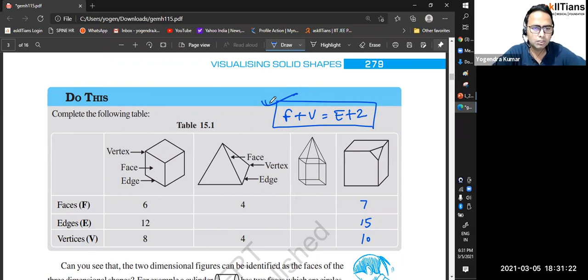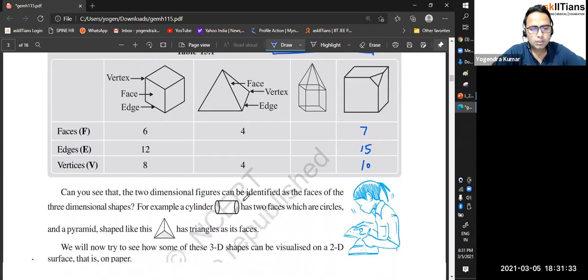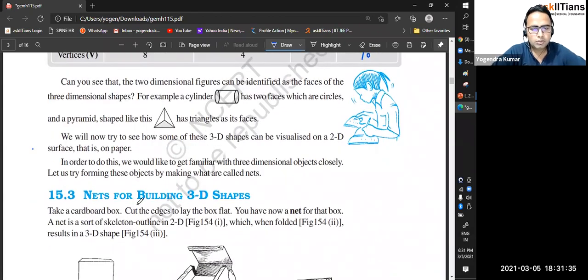So it is always true for these kinds of convex plane shapes. These are convex plane shapes, which is what you're going to learn later on. This is all what you will study further. Let's come to the other part.